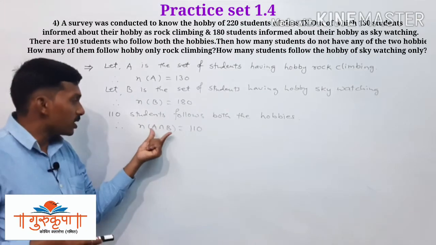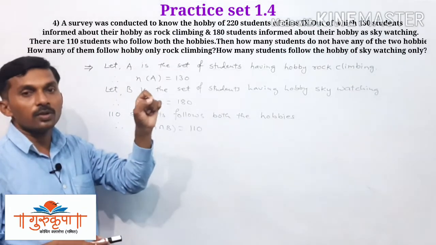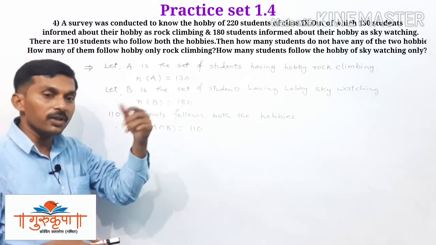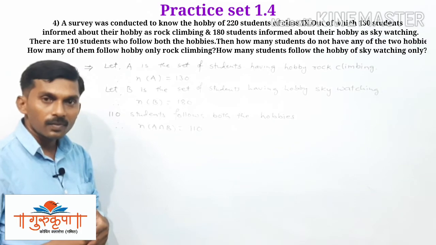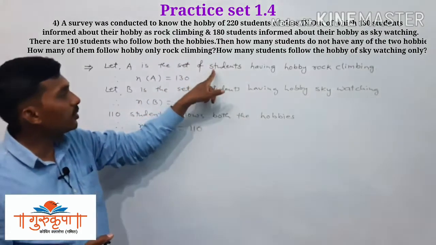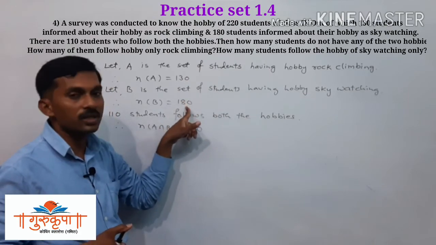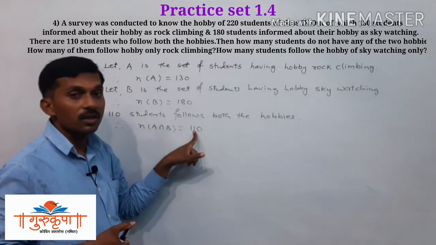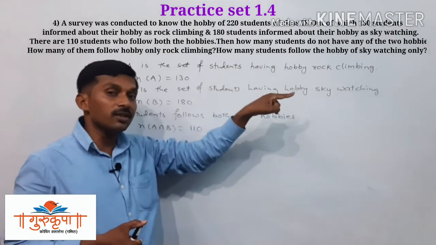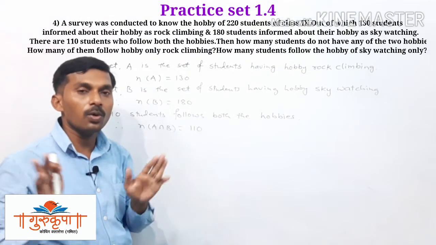Now some students might think that the number of students who do not have one of the hobbies should be number of A union B, but that is not A union B. Why? Because here some students have the hobby of rock climbing, some students have the hobby of sky watching, some students have both the hobbies, and some students are there which do not have one of the two hobbies.